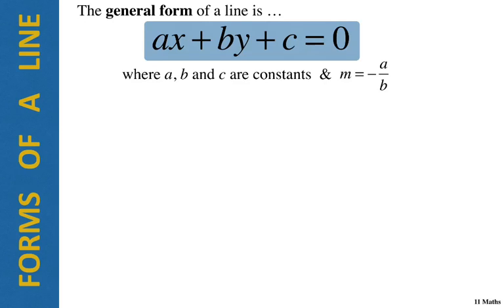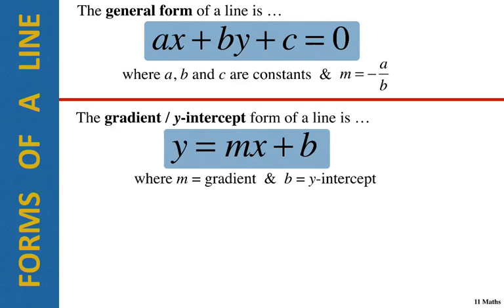The second form of a line that we're going to deal with is going to be the gradient y-intercept form, which we have seen before, y equals mx plus b, where m's the gradient and b is the y-intercept.